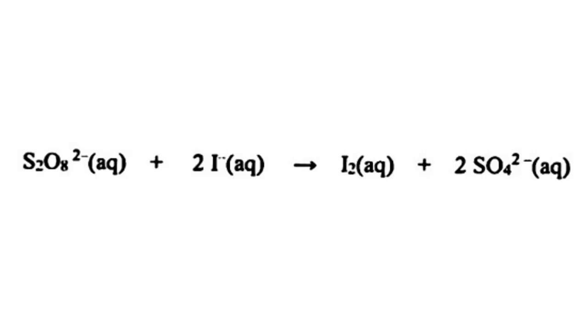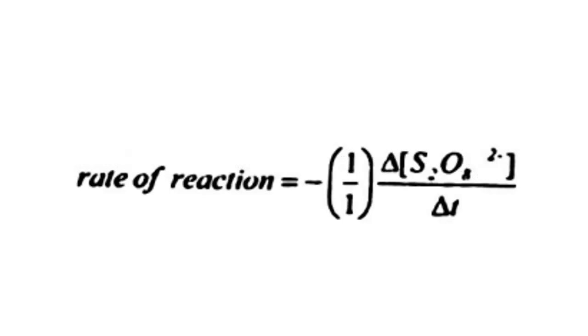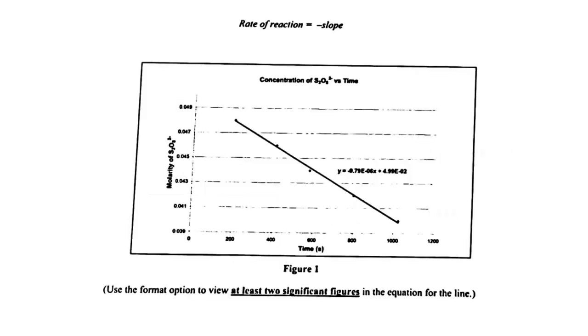Now, since peroxydisulfate is a species monitored during the experiment and its coefficient is 1, like you see right here, the value of n is equal to 1, and that means that the initial rate of the reaction is the negative of the slope of the line that you plotted. Negative the slope of the line that you plotted. This is just something for you to look at to see what we're talking about.